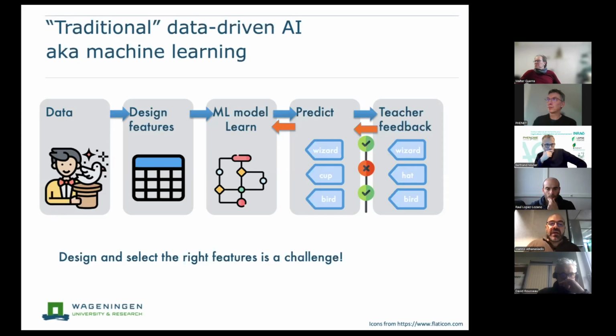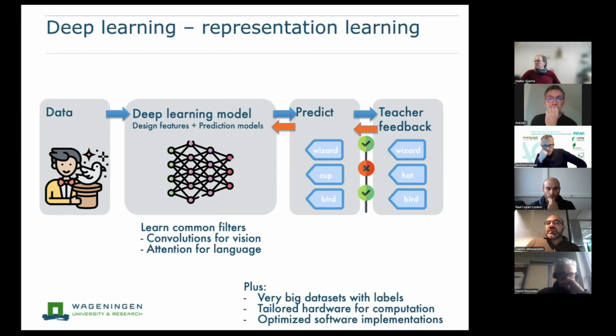However, the main bottleneck in this way of working was the design and the selection of the right features, which was a challenge. That is when things changed about 15 years ago, when deep learning came into the game and introduced what is called representation learning, where we combine the feature design and the model prediction in one deeper neural network construction. Again, the whole pipeline is the same, but now we have one more complex model doing two tasks in one step, and that is both to design features and develop a prediction model.